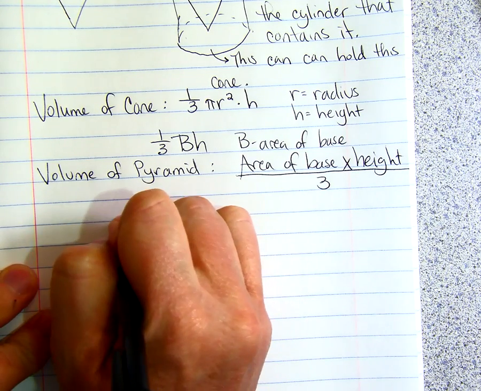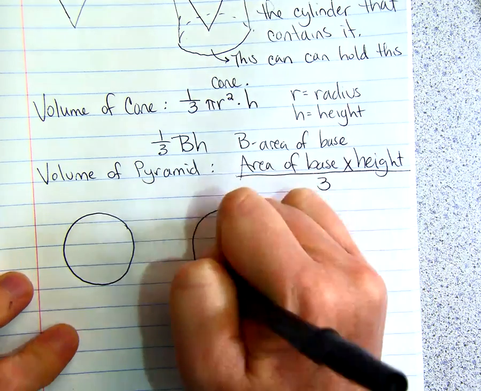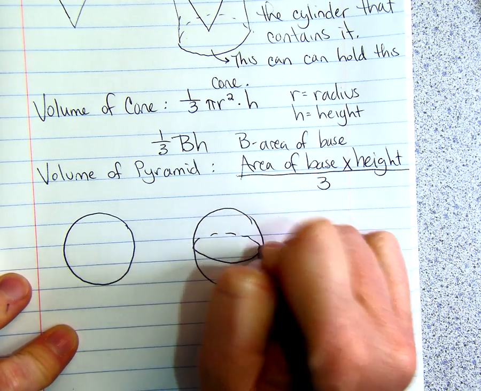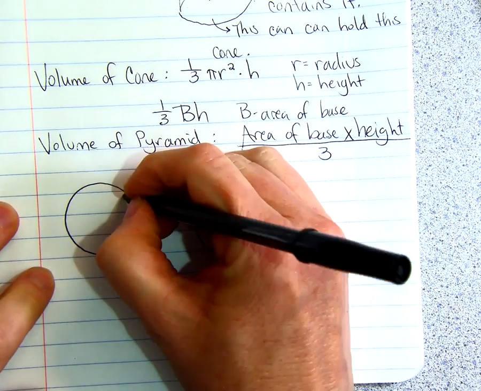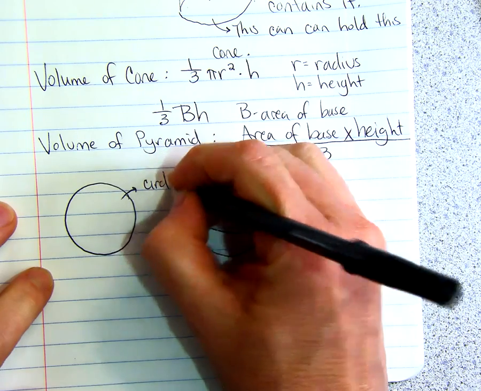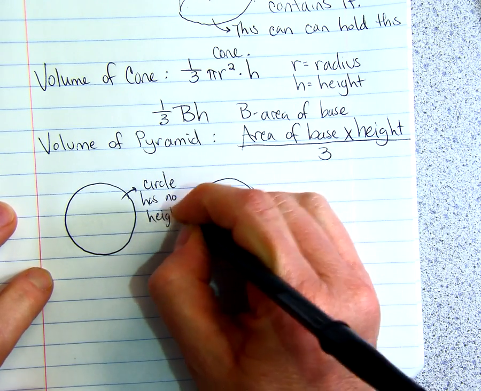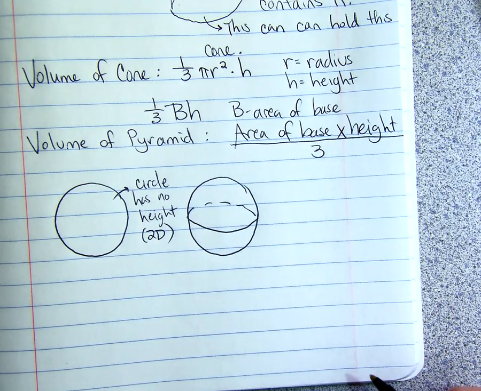Now I'm going to show you the difference between a circle and a sphere. I think you guys already know, but I'm still getting some people calling spheres a circle. So we have to be careful about that. A circle has no height. It's just flat. It's two-dimensional. So put in parentheses 2D.